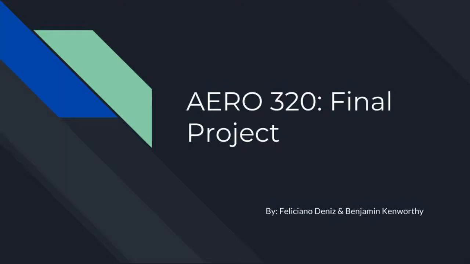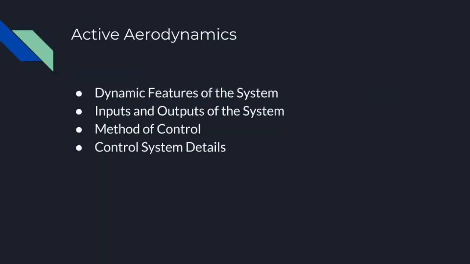My name is Ben, my partner's name is Feliciano, and we're going to be talking about the active aerodynamic systems of high-performance sports cars. We're going to break down the dynamic features of the system, such as spoilers and splitters, inputs and outputs of the system, methods of control, and control system details, like the PID controller. First, we're going to be talking about a couple of examples, so without further ado, let's go down to the Pagani Huayra and the Lamborghini Huracán Performante.